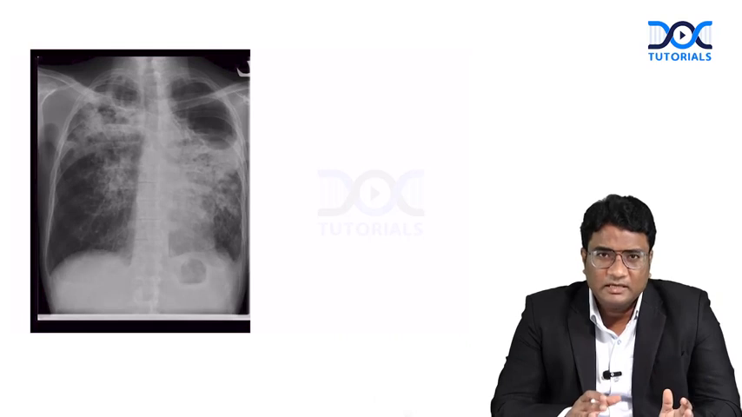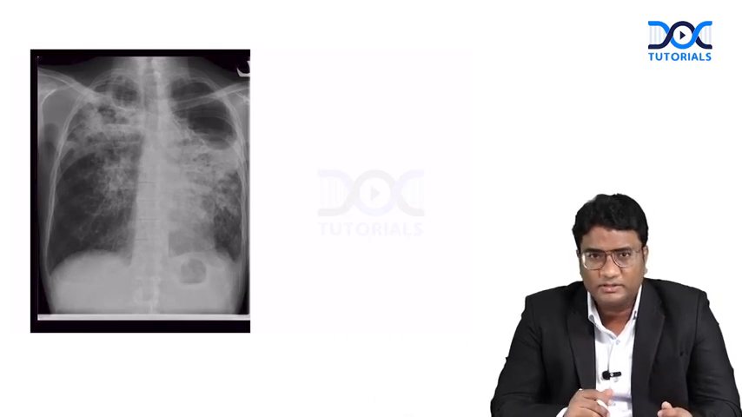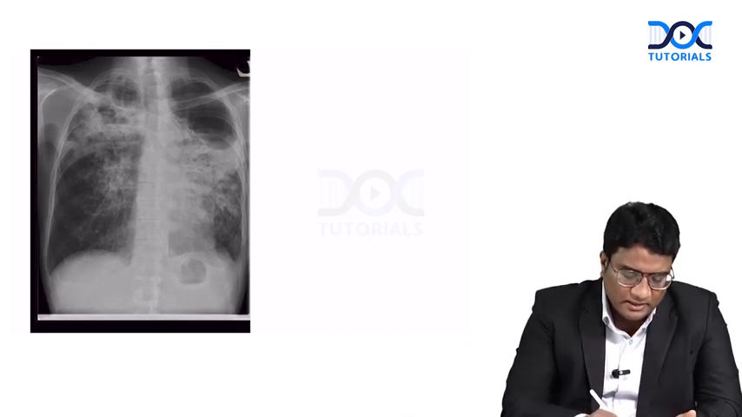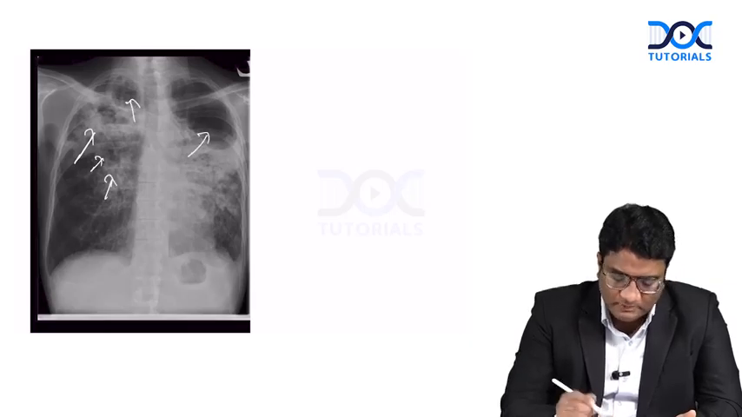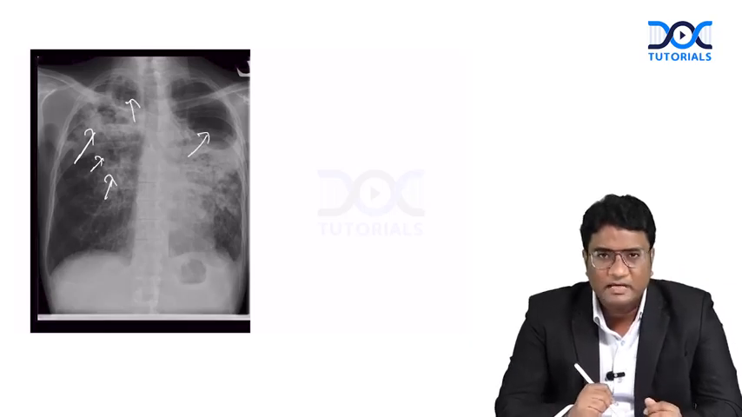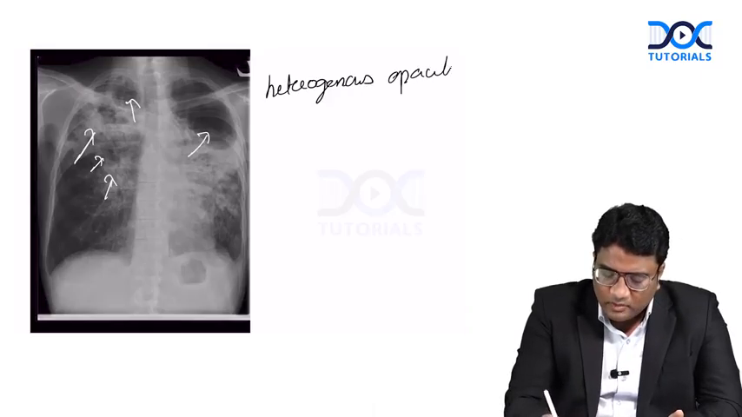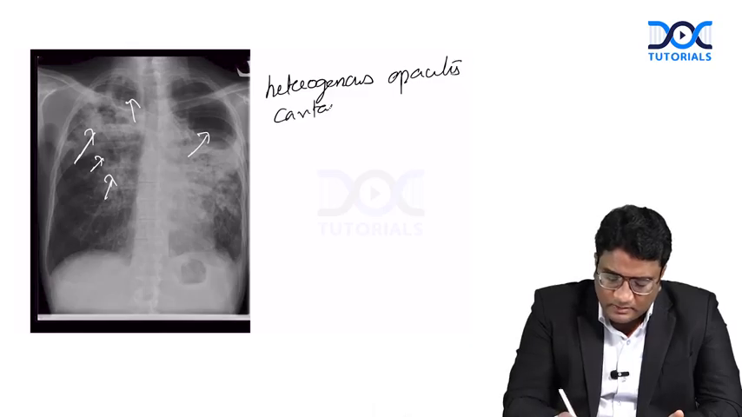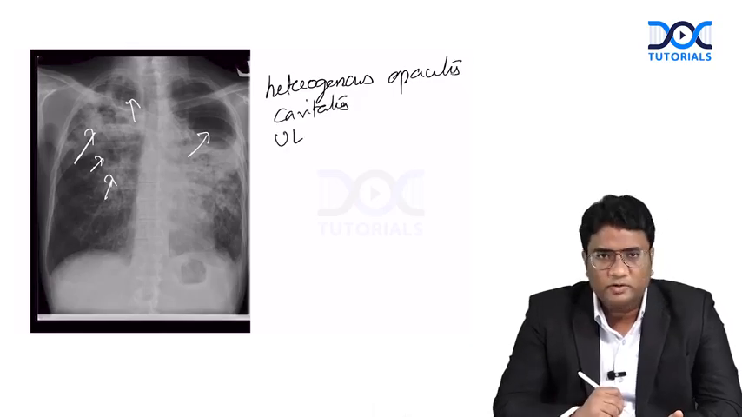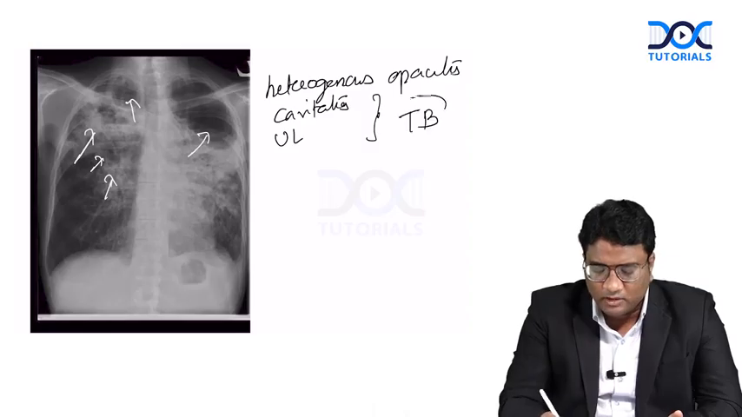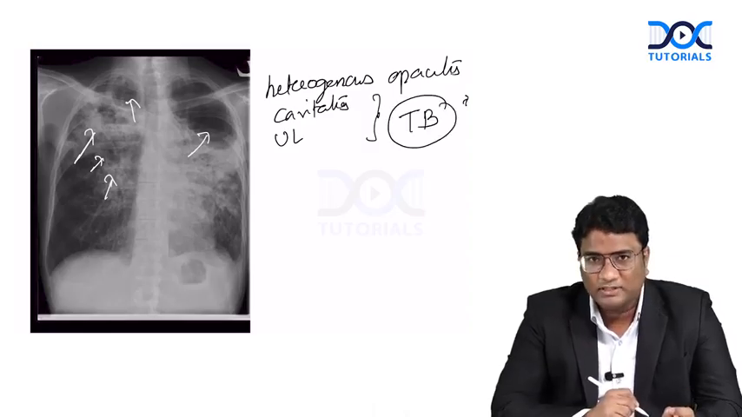Is the opacity homogeneous or heterogeneous? So if you see this opacity here, it's a very heterogeneous opacity with some cavitations, right? You can see some cavitations from fibrotic strands. So such heterogeneous opacities on the radiograph with cavitations, upper lobe involvement usually, all of these should make you think of tuberculosis. Heterogeneous opacities, cavitations, upper lobe involvements, this should make you think of tuberculous bacilli.